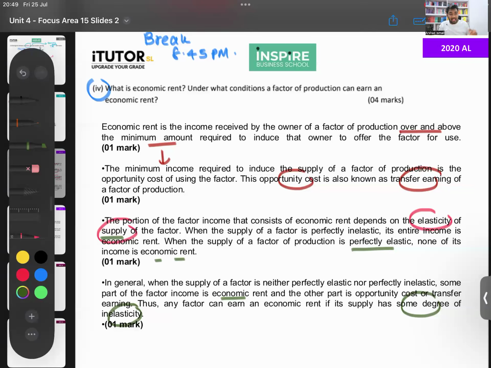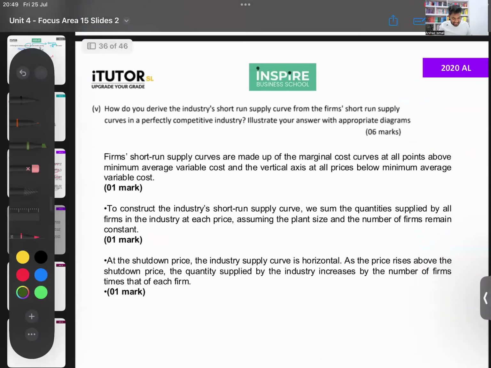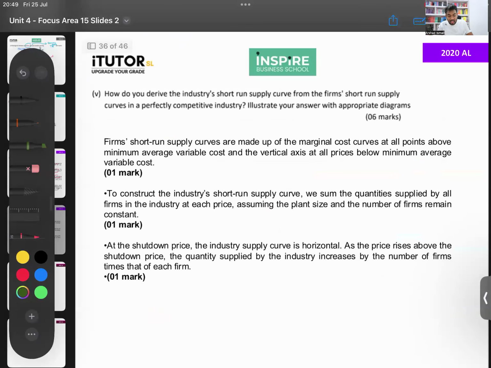So then again, a last city story, you will have to explain. That's 2020. Then 2020, the next one, same thing. How do you derive the industry's short-run supply curve from the short-run supply curve in a perfectly competitive industry? Illustrate your answer. Now here, that marginal cost part is not needed.